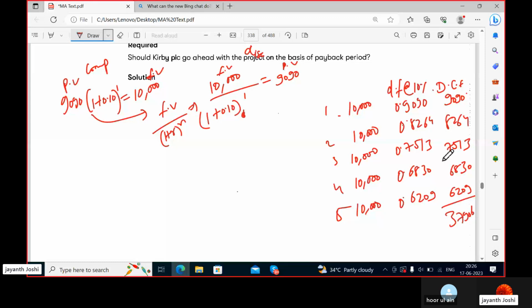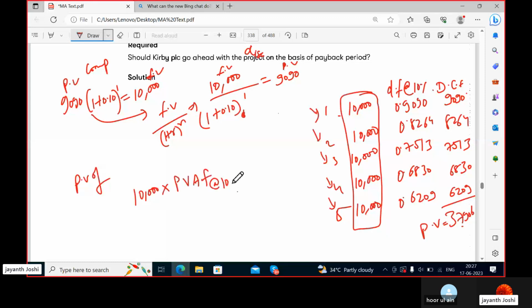But what I am saying is, there is a long procedure to find out the present value of these annuities, that means the fixed annual payments. How? So what we'll do is we'll take 10,000 into the present value annuity factor at the rate of 10% for n equal to 5 years. Now you'll be asking me a question, what is this, sir? See, these annuity factors are available at the back of your book in the table. Okay, I'll show you the table.